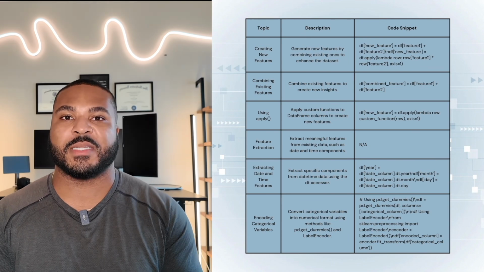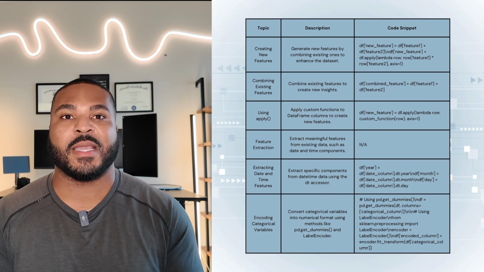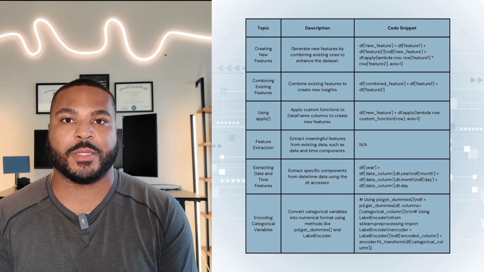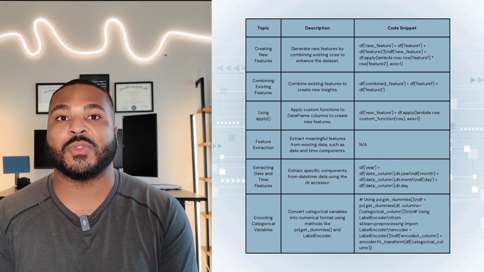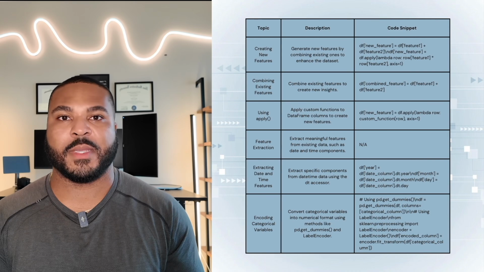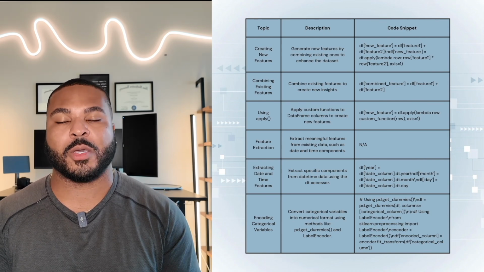This code converts the categorical_column into multiple binary columns, each representing a unique category. The LabelEncoder from scikit-learn converts categorical labels into numeric labels. This code converts the categorical_column into numeric labels and stores them in a new column called encoded_column.